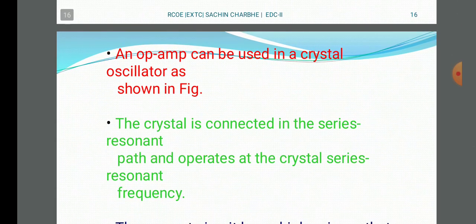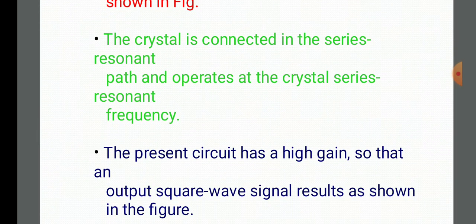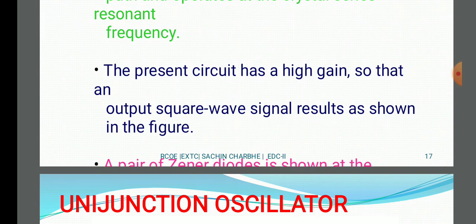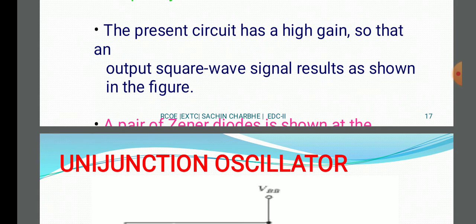The crystal is connected in a series resonant path and operates at the crystal series resonant frequency. The present circuit has a high gain, so the output is a square wave signal as shown in the figure.